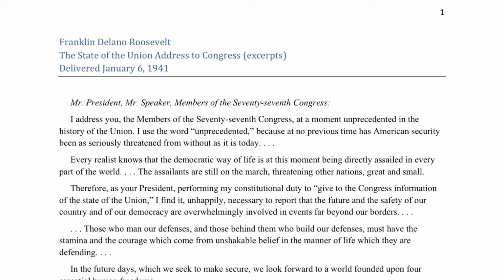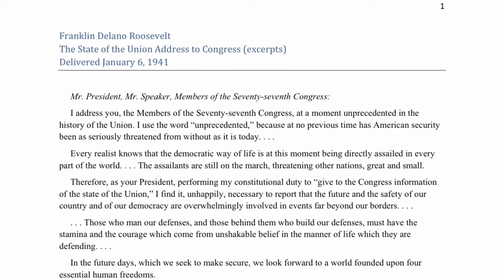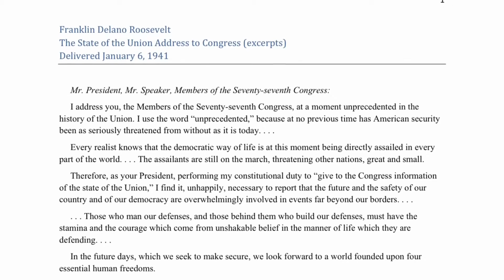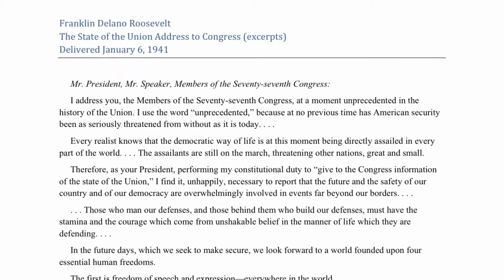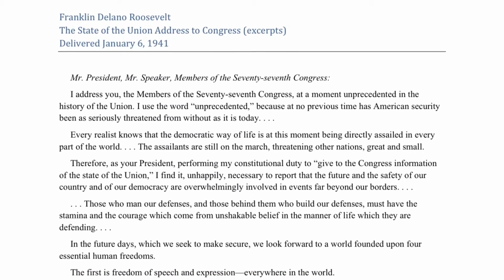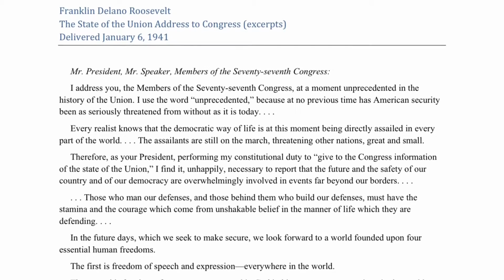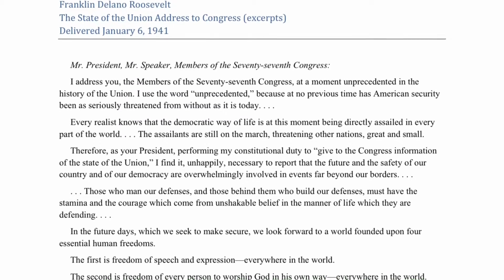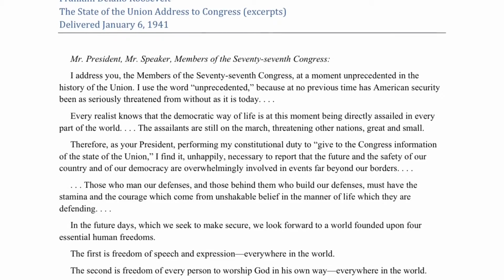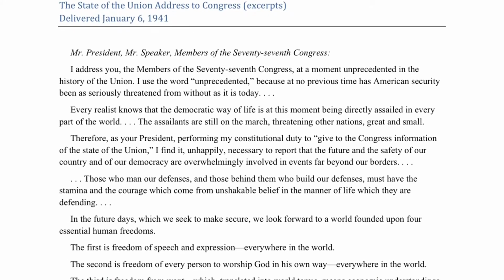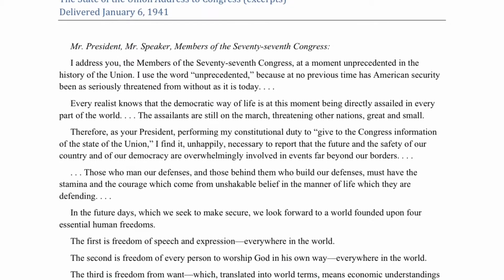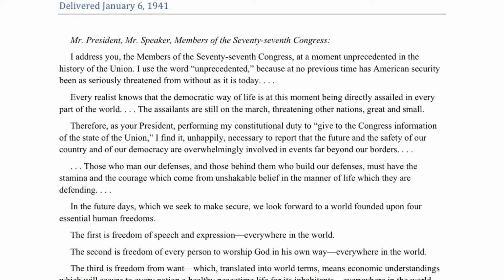Alrighty, so now that you know the basics of how to write a rhetorical analysis, let's go over a sample one. Here we have a famous speech, Franklin Delano Roosevelt's 1941 State of the Union address delivered to U.S. Congress. First, let's remember to use the SOAPSTONE technique when we look at this speech. So let's read it over real quick, shall we?